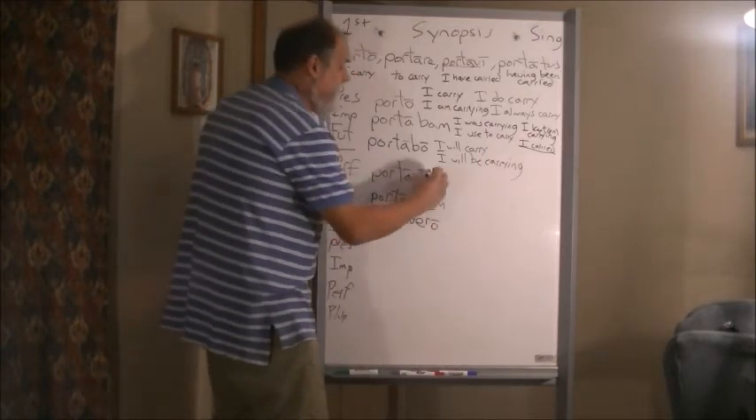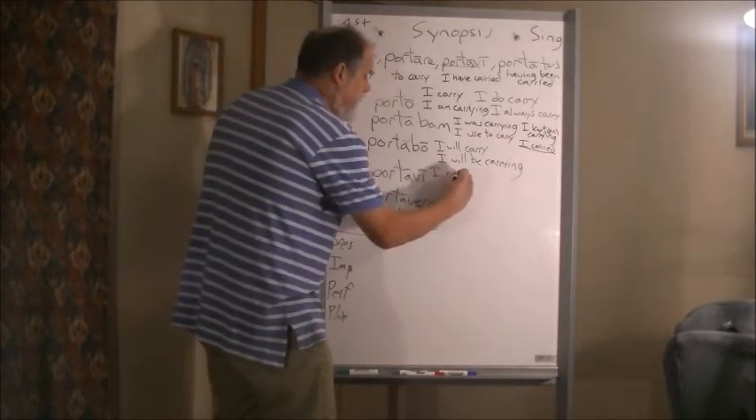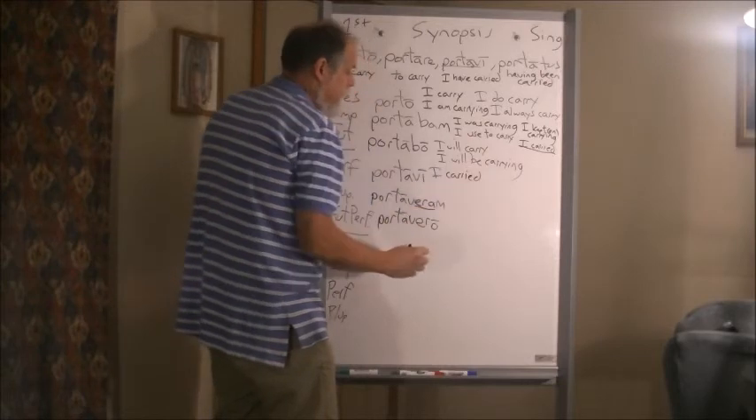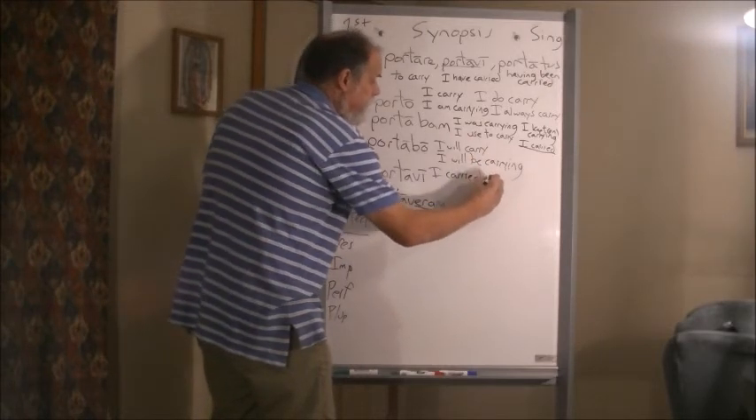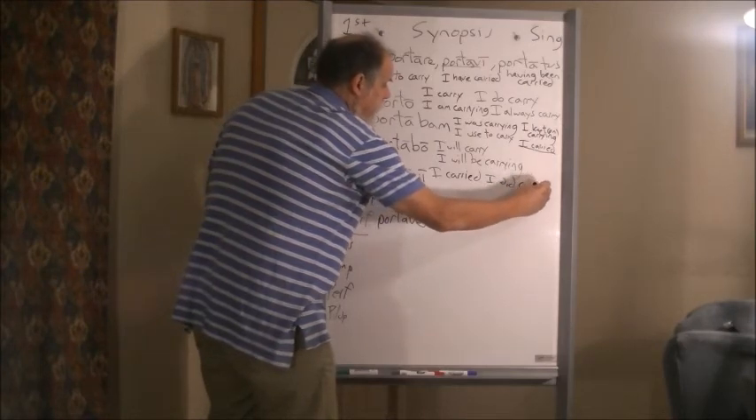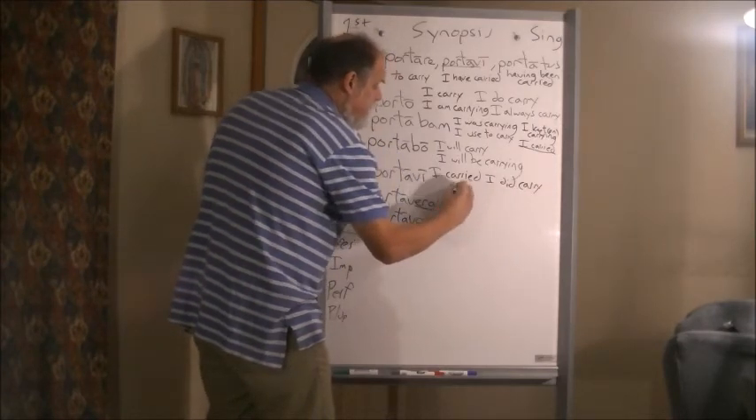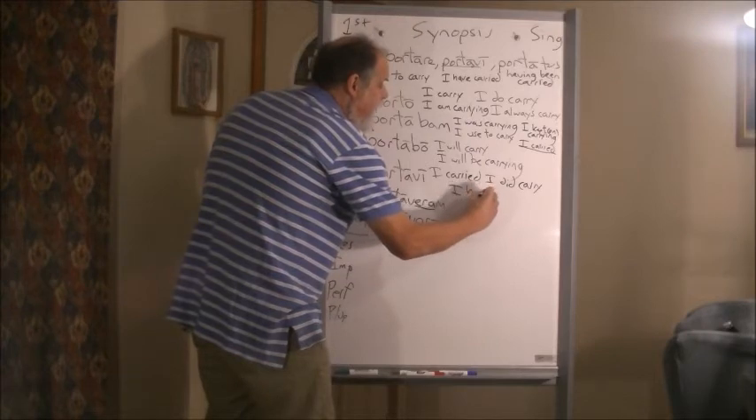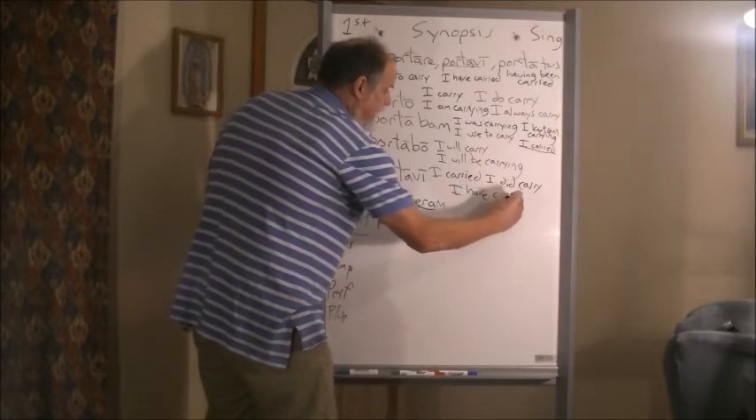What do we have for aspects? We have the simple: I carried. All right? We have the simple emphatic: I did carry. All right? And then finally the preferred translation: I have carried. I have carried.